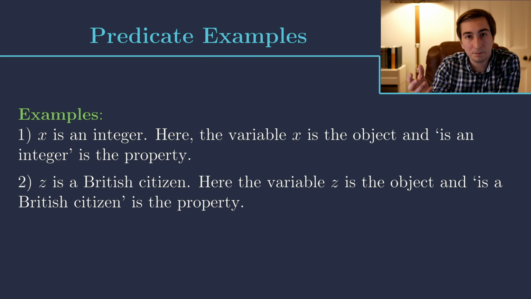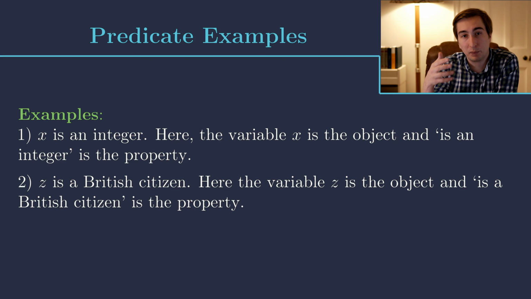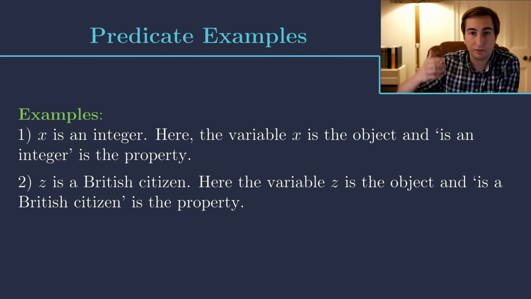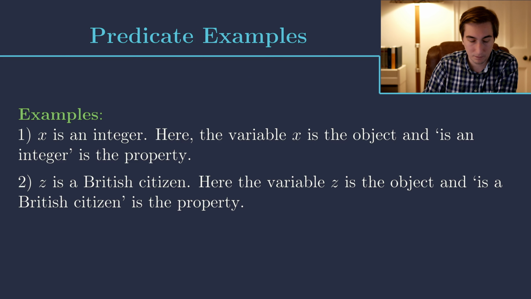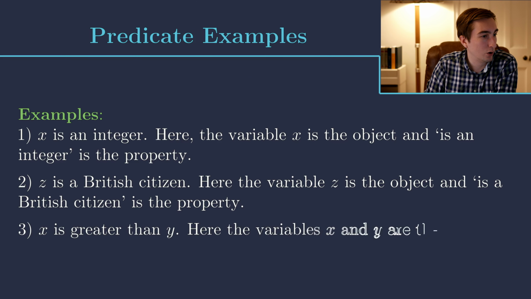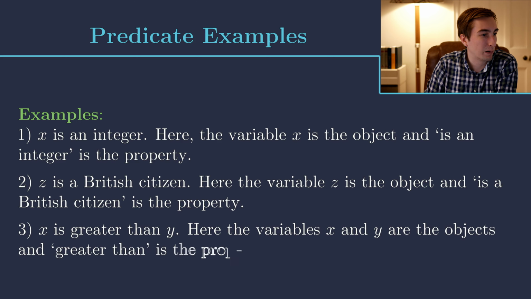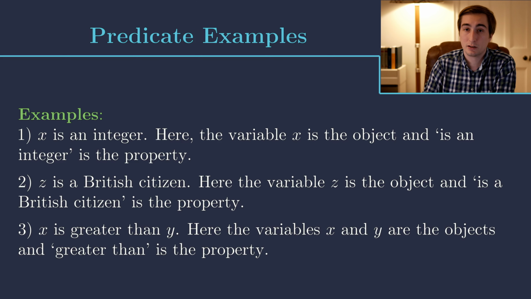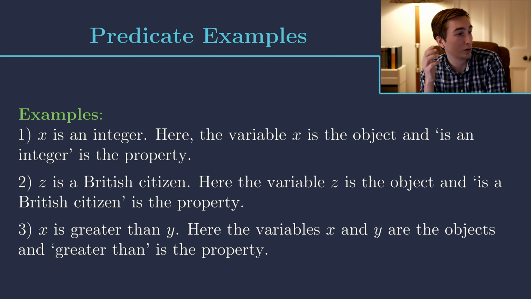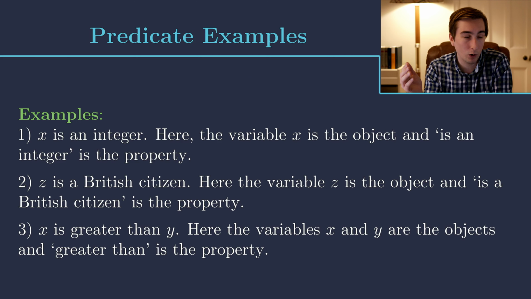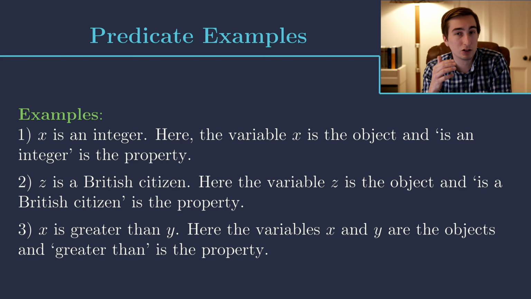So depending on what things I put into this predicate results in either a true proposition or a false proposition, but the important point is that it just maps to a proposition. And the third one here now, we're going to take a predicate that has 2 variables, because I said a predicate can run over many variables, not just one. And in this case, we've got 2 objects. The objects are x and y, and the property is greater than. So we've got x is greater than y.